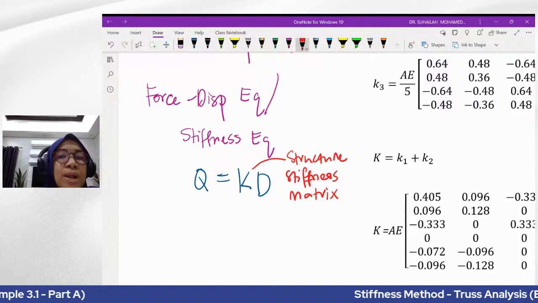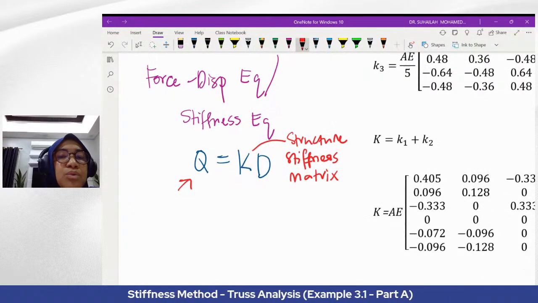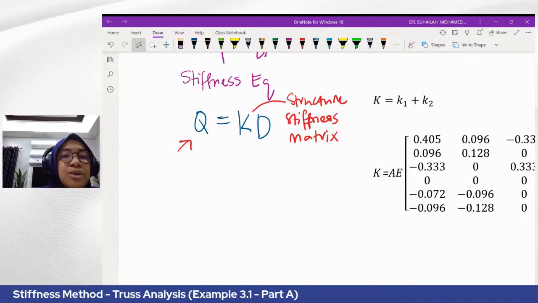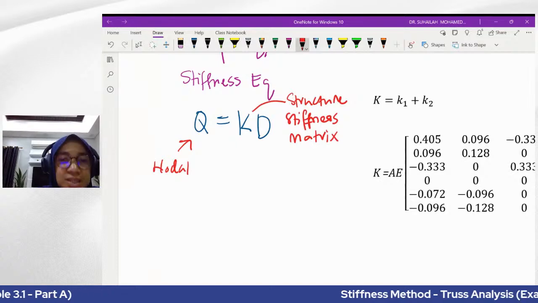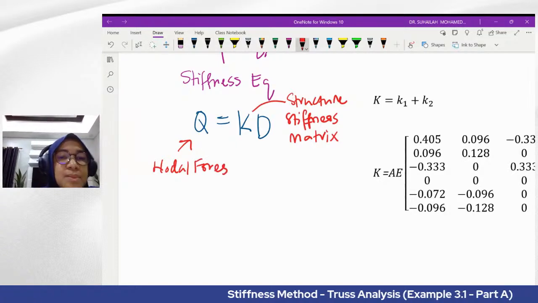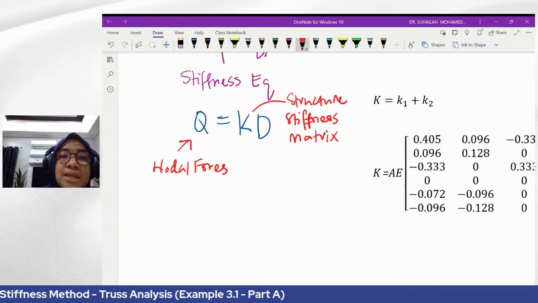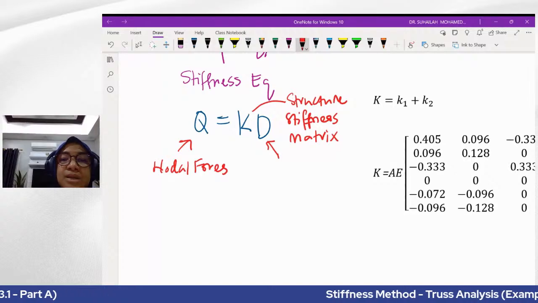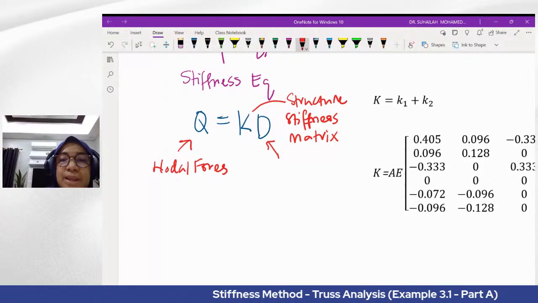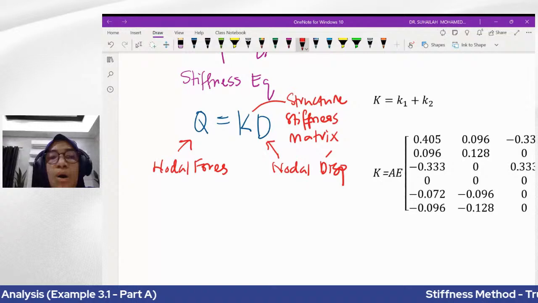So what are Q and D? Q is the nodal forces. D is the nodal displacement. And remember, all Q, K, and D are in matrix form.